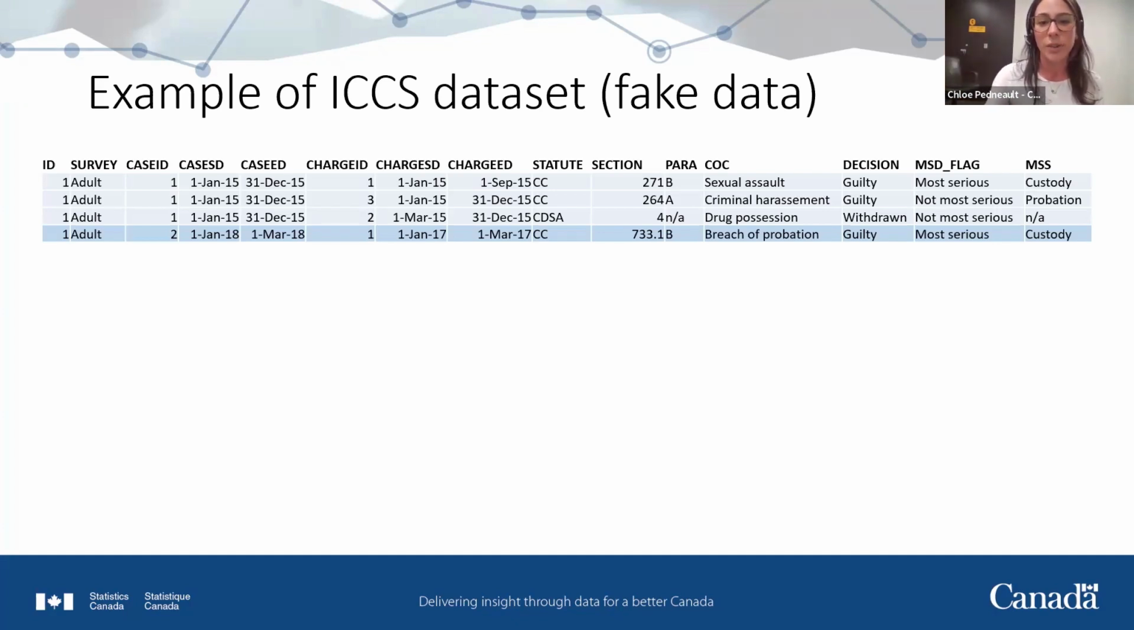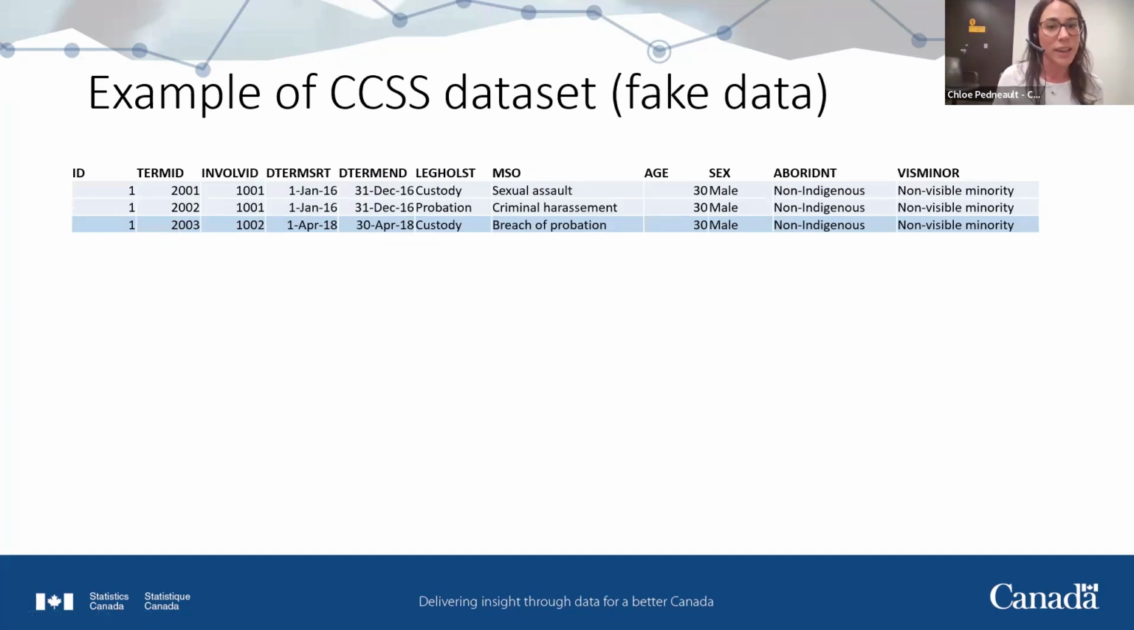And then you can see the decision outcome. So 2 of the charges were found guilty, 1 of them was withdrawn, and then you can see what the most serious decision in the case was. One of the charges ended up with a custody sentence, the other one a probation sentence. So essentially, you get a nice view of what happened to this person in court, and then you would have that for all the cases for that person from 2005 to 2021. If you want to move on to the next slide, I'll provide a similar example, but for the corrections data.